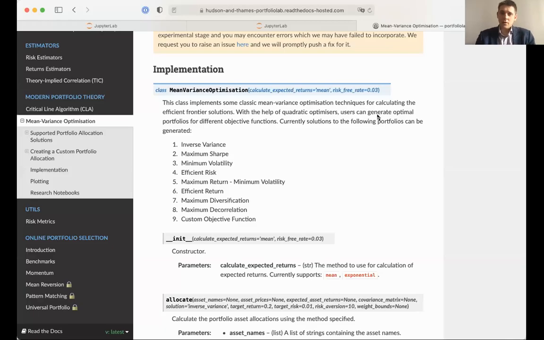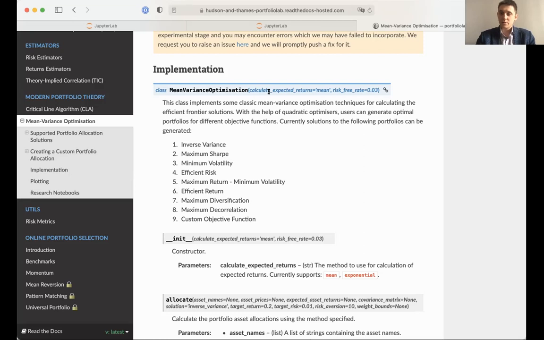Now let's take a look at how Portfolio Lab functions are used to solve mean variance and critical line algorithm type of problems. In Portfolio Lab, we have a dedicated class called MeanVarianceOptimization. Here we can see that it has parameters such as calculate expected returns and risk-free rate. As we have discussed, calculating the expected returns is quite a non-trivial task. And if you say that calculate expected returns is mean, the algorithm will just find the historical mean of percent changes of the security to calculate the expected returns.